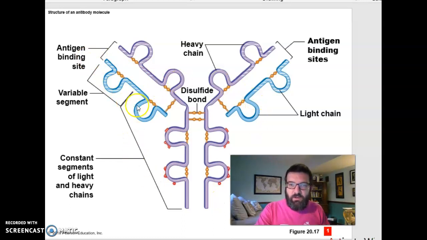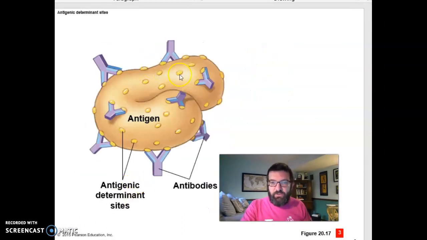And down here, this part of both chains is the same, right? Doesn't matter what antibody you're looking at, it's always the same. But out here, this is the variable segment, which contains the antigen binding sites. And this is what's different between different antibodies, again, depending on which B cell made it and what their antigen receptor looked like. Now, every antigen has on it these antigenic determinant sites. They're sometimes called epitopes. And they are little sites that the antibodies will bind to. And again, mark them for destruction.